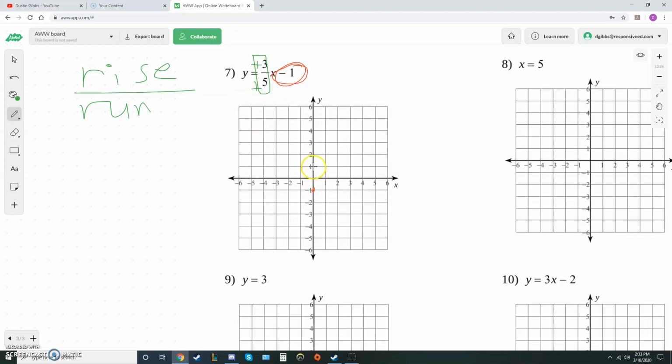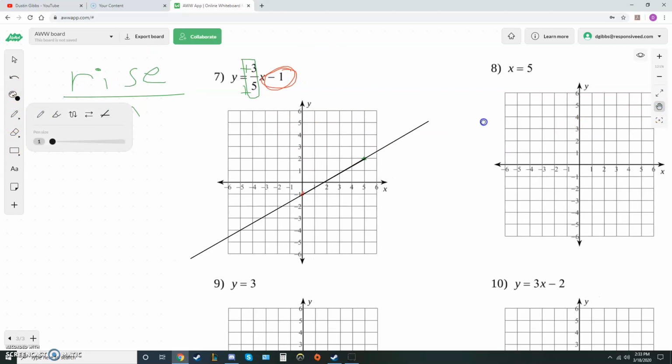So up 1, up 2, up 3, over 5. 1, 2, 3, 4, 5. And then you would put that point right here. And then all you have to do now is just, wait, where did this tool go? Oh, it's right here. Now all you have to do is just connect these 2 dots. And there you go. There's your line. Yeah, it's literally that simple though.